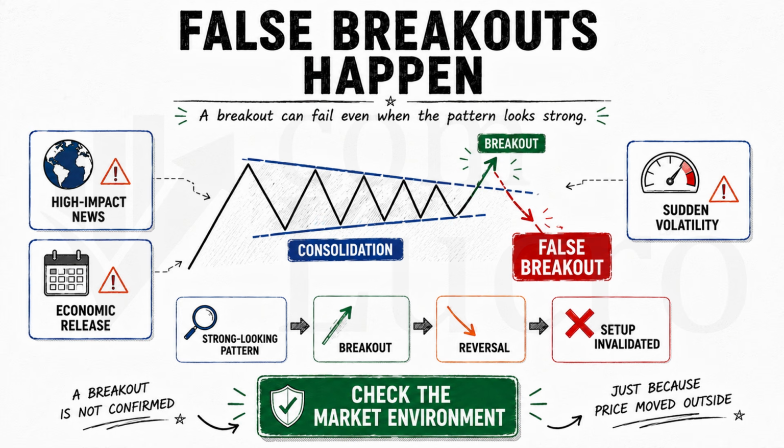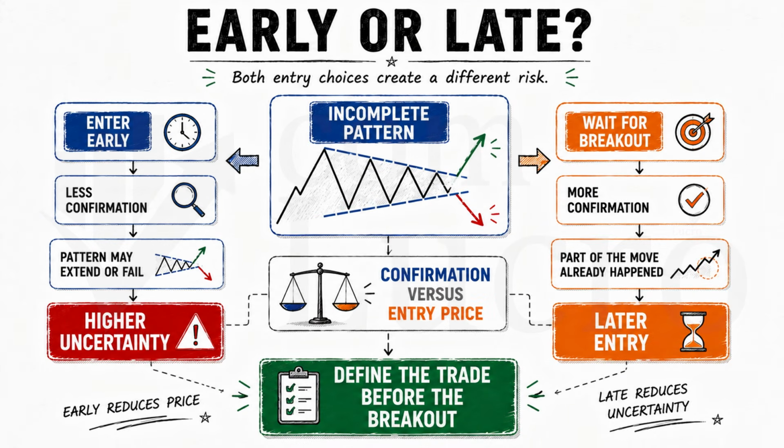False breakouts can occur when price briefly moves beyond the pattern before reversing. News events, economic releases, and sudden volatility can also invalidate a strong-looking setup, which is why the broader market environment must always be considered. Another limitation is that confirmation may arrive late. Waiting for a clear breakout can reduce uncertainty, but it may also mean entering after part of the move has already happened.